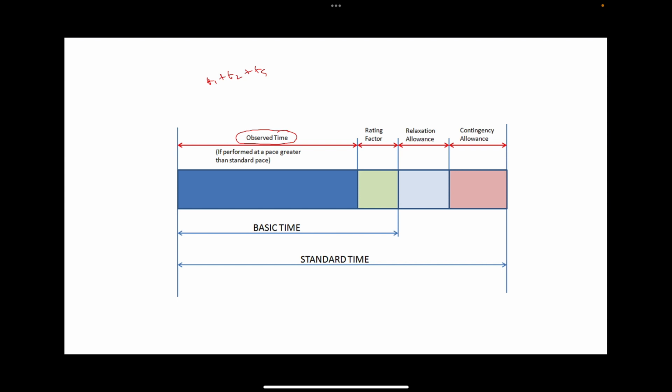Then you multiply this by the rating factor, which is fixed by the time study man. If it is 120, you need to fix the time at 120%. That is the basic time. After that you give the required allowances, relaxation allowance, contingency allowance, etc., to the basic time. Thus you will get the standard time. This is how you fix the standard time.